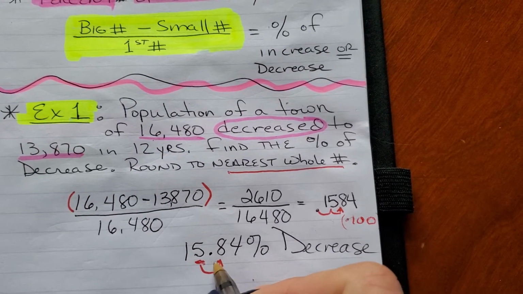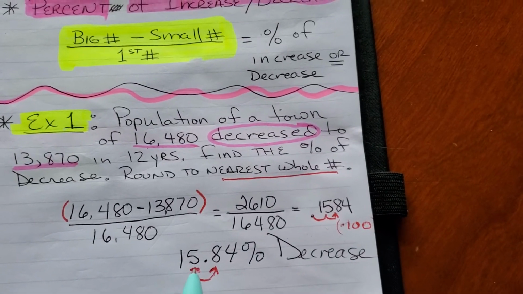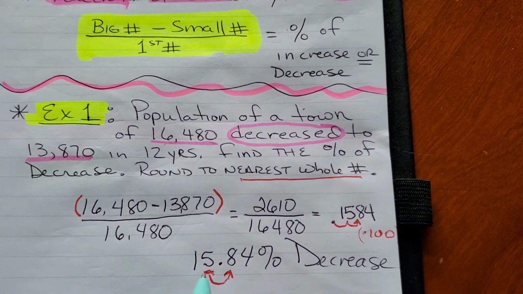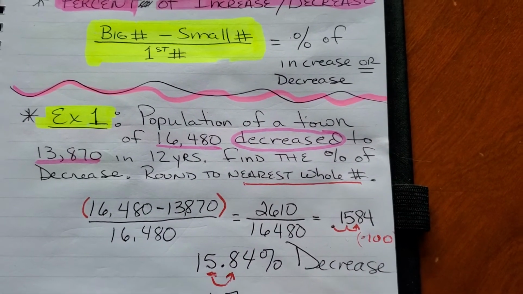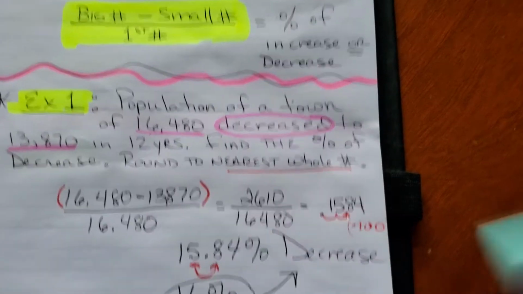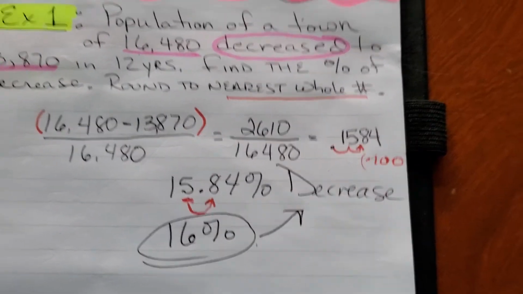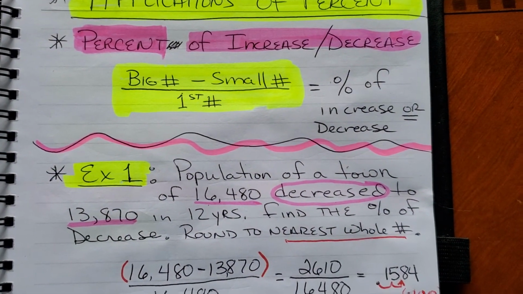What do we look at? The number that comes after it. And that decides whether our 5 will round up or stay the same. 8 is greater than 5, so our 5 rounds up. 15.84% rounds to a 16% decrease. So that is percent of increase or decrease.